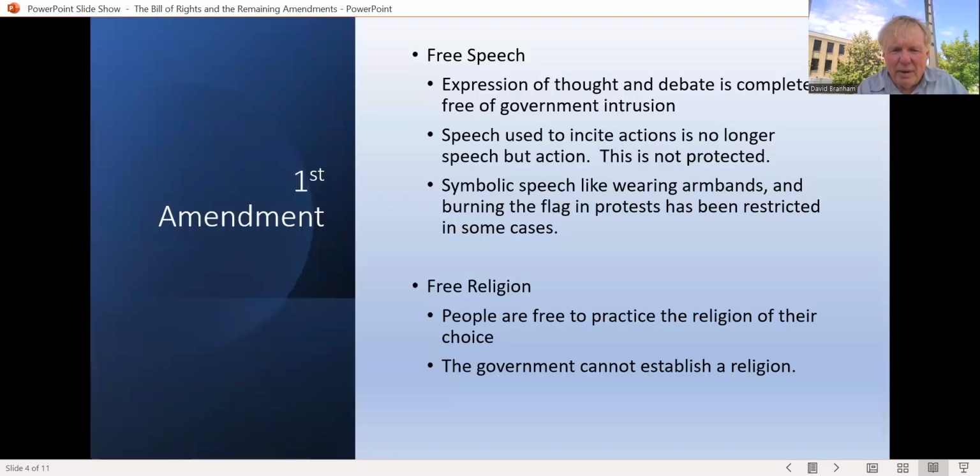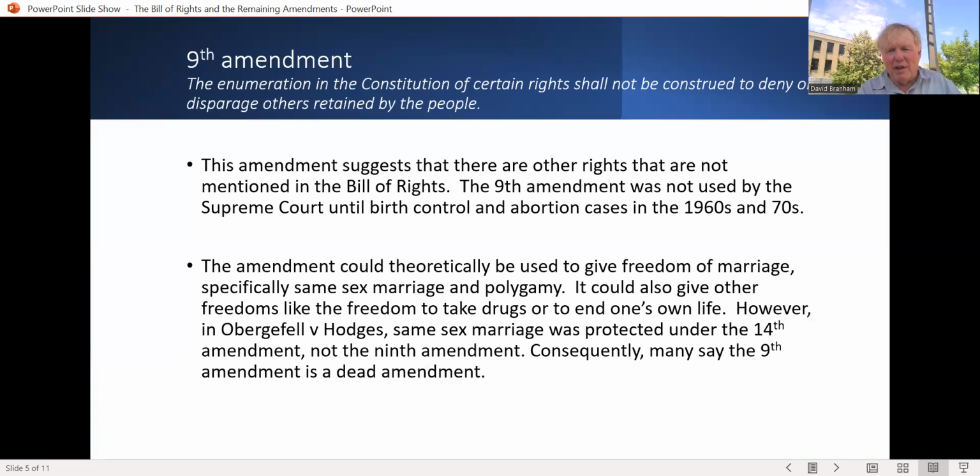So, I talked about the First Amendment, and I talked about the other amendments. I also talked about the Ninth Amendment: the enumeration of certain rights shall not be construed to deny or disparage others retained by the people. In other words, just because these are the rights listed in the first 8 amendments doesn't mean other rights aren't there. That's my take on it.